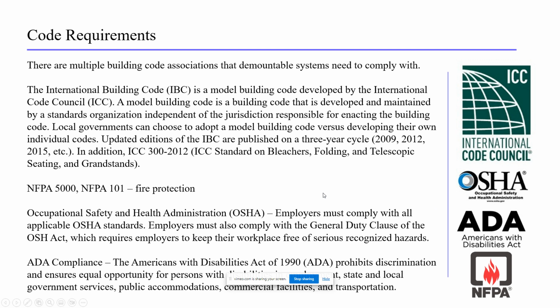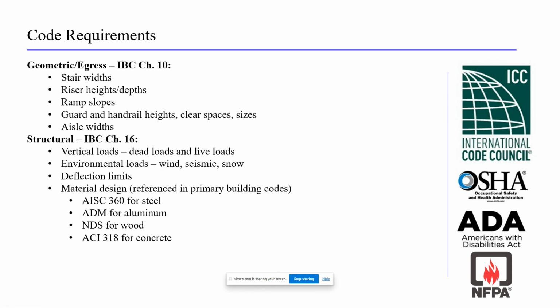Generally, the code requirements for demountable systems are divided into 2 primary categories: geometric requirements related to egress and structural requirements. In addition, there are some requirements related to fire protection depending on the use of the system. We won't dig too much into that here. Demountable assemblies can be used for a wide variety of applications, so there's lots of code sections that need to be considered. Geometry of a system is primarily dictated by occupancy and the needs of those occupancies.